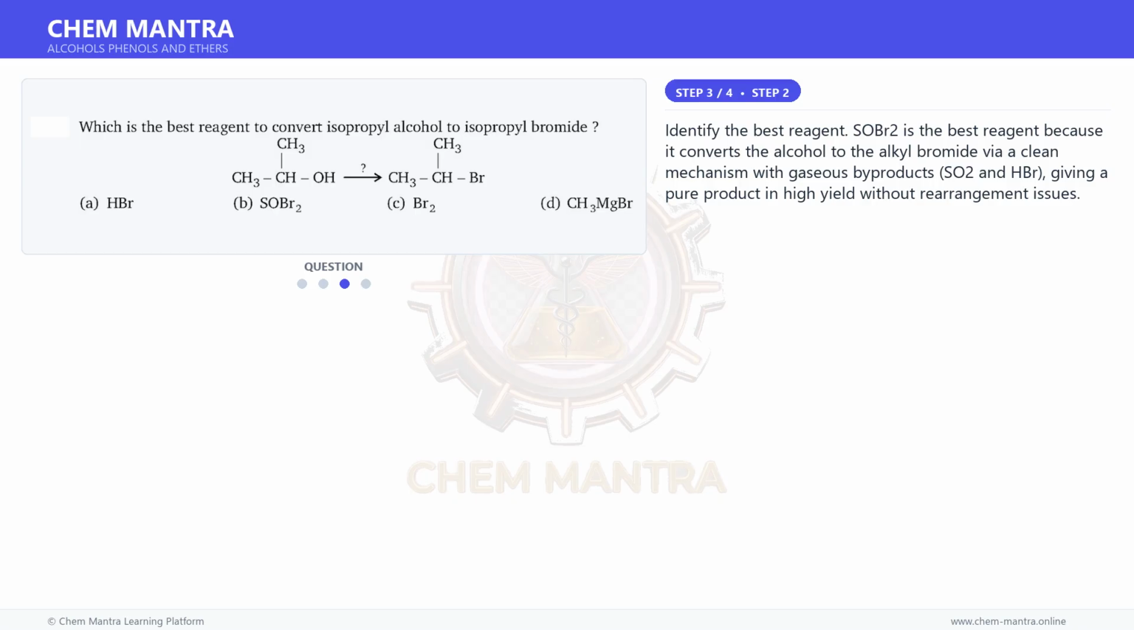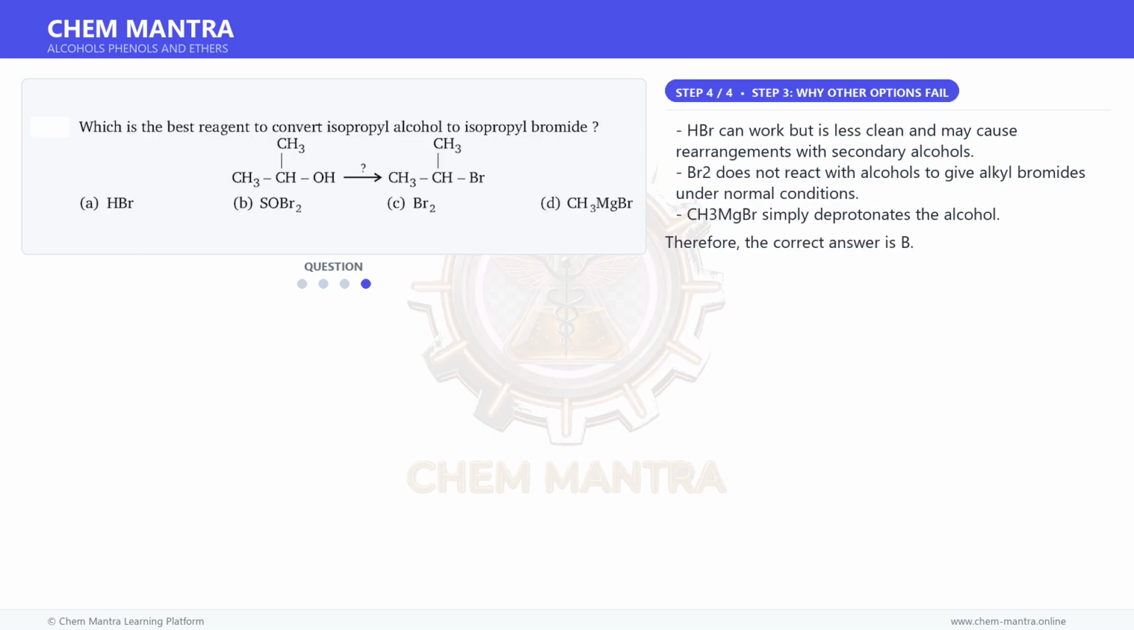Identify the best reagent. SOBr2 is the best reagent because it converts the alcohol to the alkyl bromide via a clean mechanism with gaseous byproducts, SO2 and HBr, giving a pure product in high yield without rearrangement issues. And for the final step.